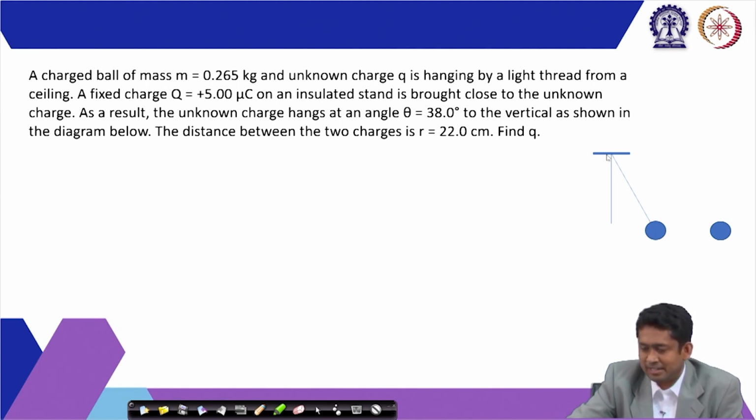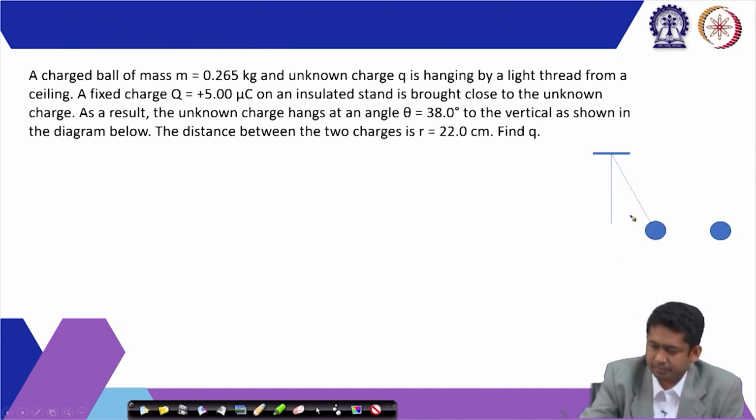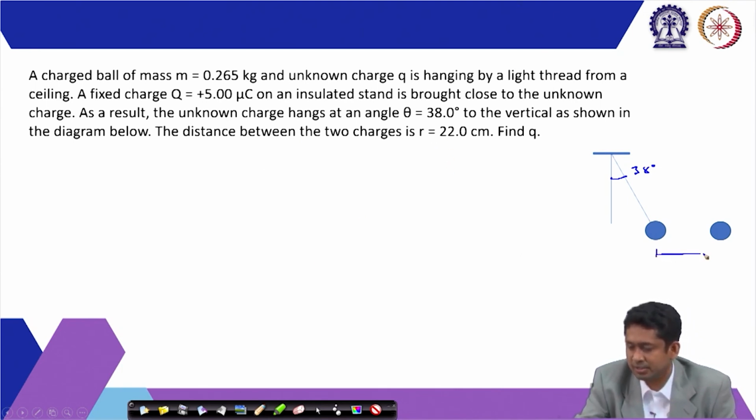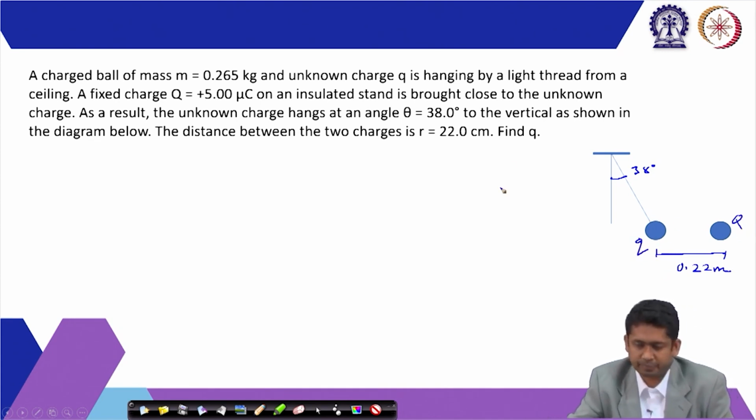Because of that it assumes this inclination, and the angle becomes 38 degrees. The distance between the two charges is 22 centimeter, so the distance between these two is 0.22 meter. We have to find q. So, this is small q and this is capital Q.